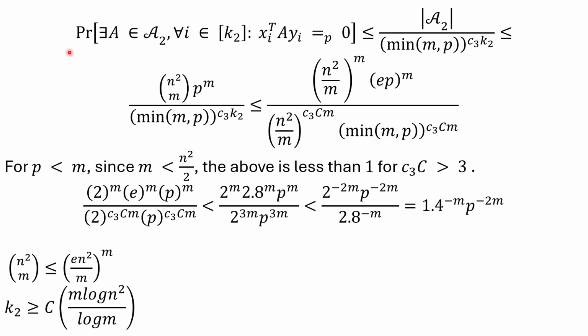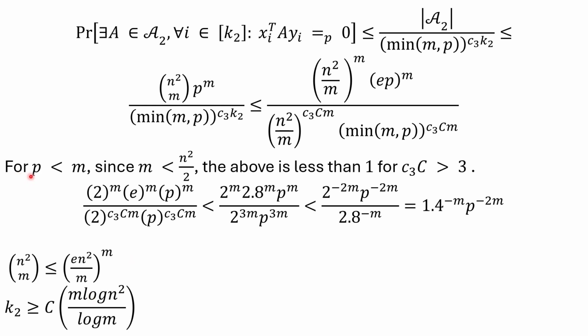the probability that there exists an A in A2 such that for all i in K2, xi transpose A yi is equal to 0 modulo p, is less than or equal to the size of A2 divided by the probability we saw earlier. The weight of A, for an A that belongs to A2, is less than or equal to M. So we can choose up to M entries. For each entry we have P possibilities. This is a well-known inequality, so we use it right here. And we know that K2 is greater than C multiplied by this number right here.